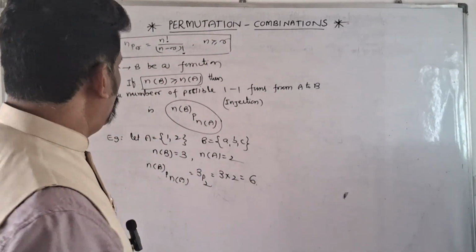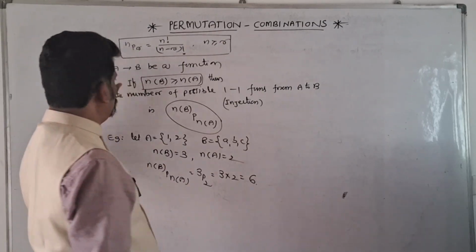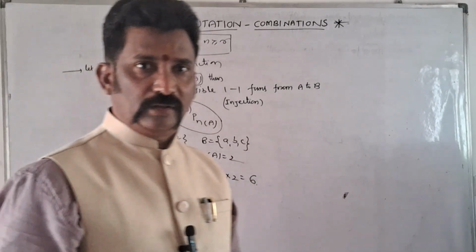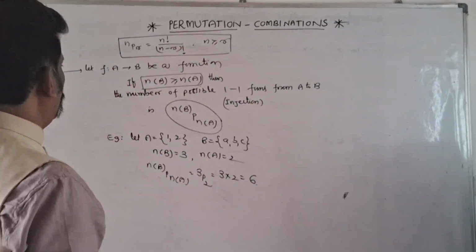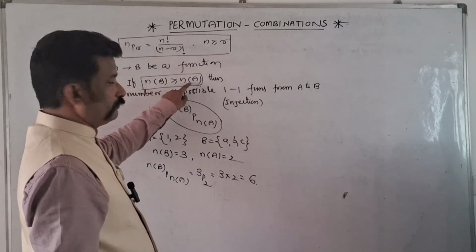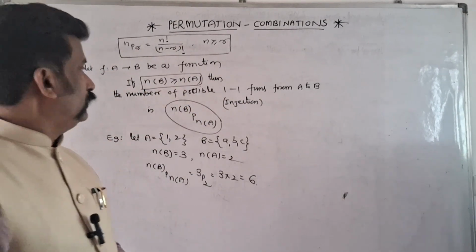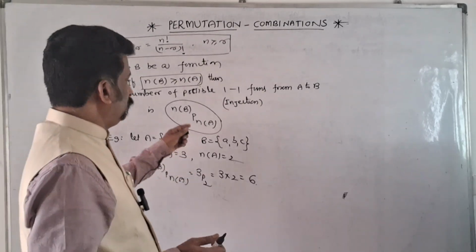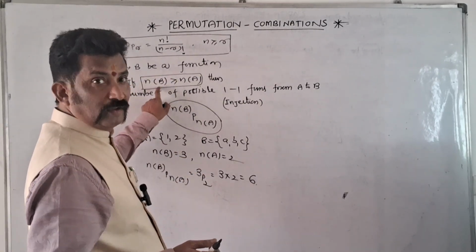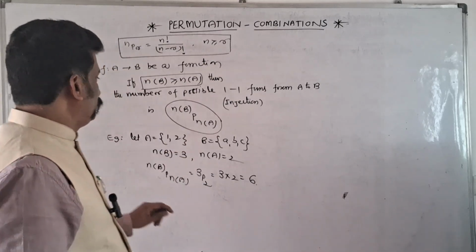So let f: A to B be a function, and if n of B is greater than or equal to n of A, then the number of possible one-one functions from A to B is equal to n of B P n of A. Conditions apply: n of B greater than or equal to n of A.